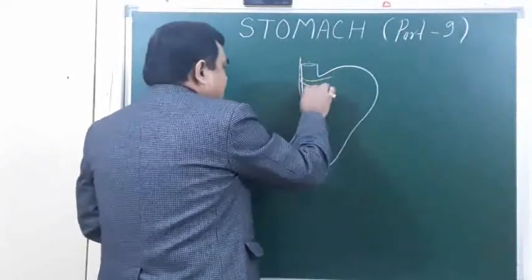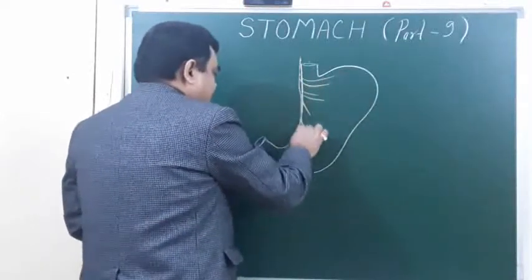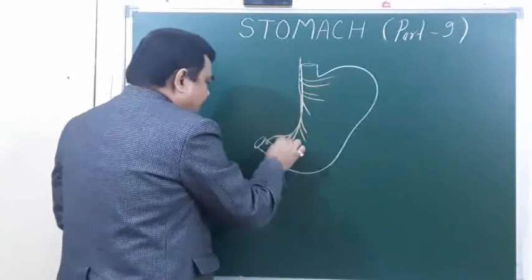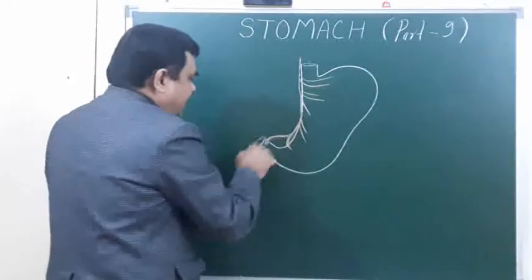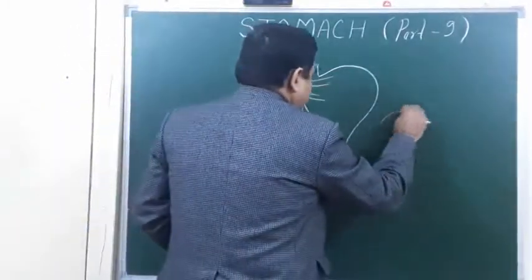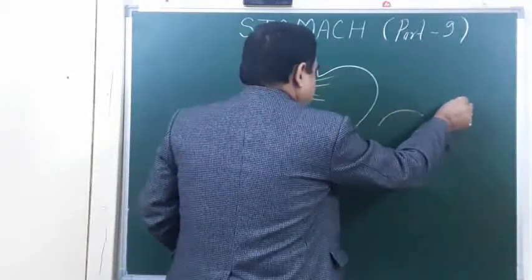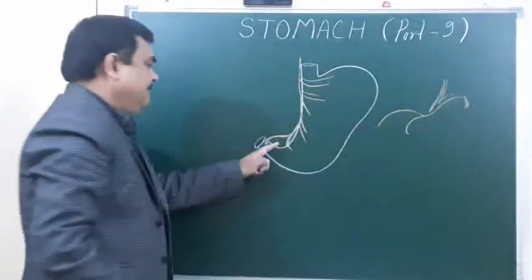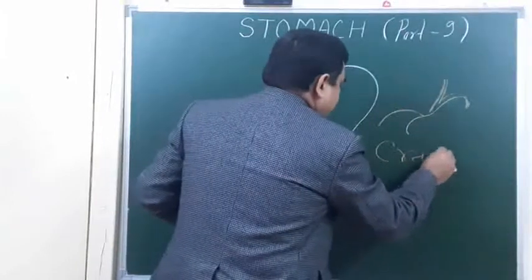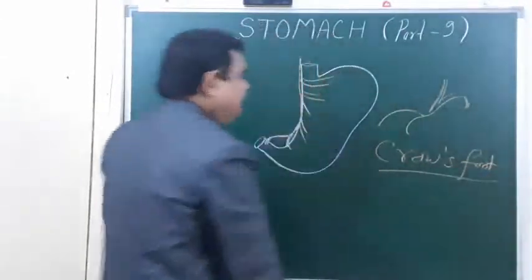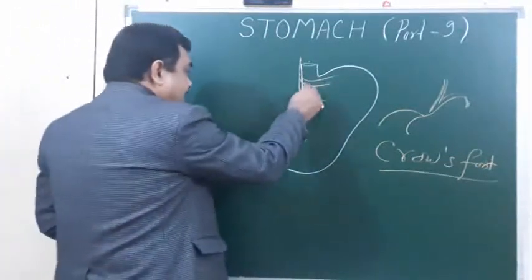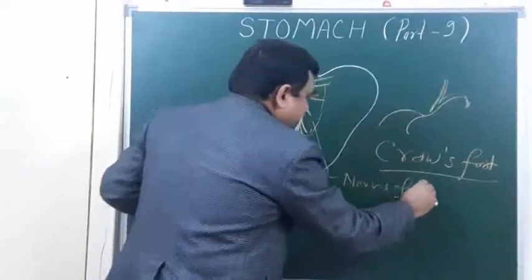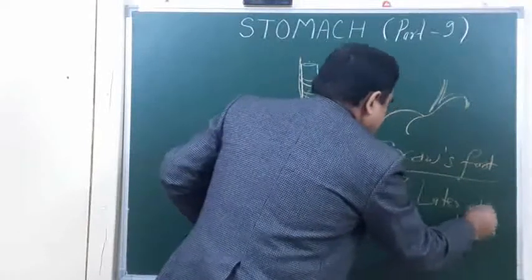It gives numerous branches to the fundus and body, and it also gives branches to the pyloric antrum and pyloric canal. Here you can see this appearance looks like a crow's foot. Yes, crow's foot. This appearance gives the crow's foot. And these branches are known as the nerve of Latarjet.